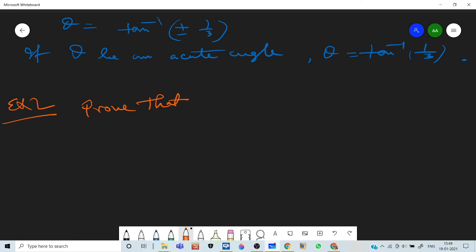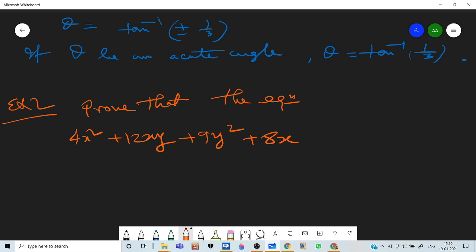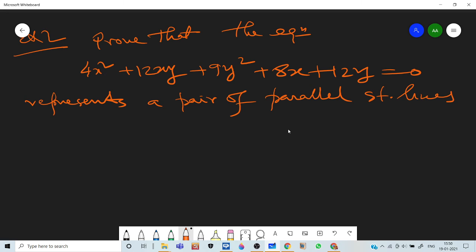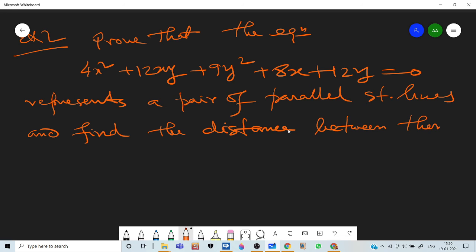Prove that the equation 4x square plus 12xy plus 9y square plus 8x plus 12y equal to 0 represents a pair of parallel straight lines and find the distance between them.